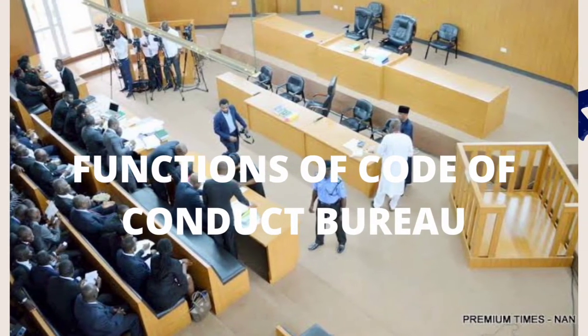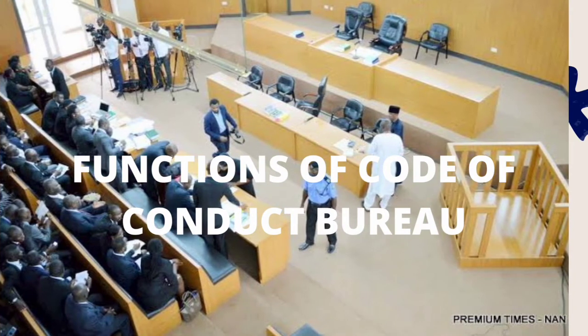Finally, we have functions of Code of Conduct Bureau. 1. To receive declarations of assets by public officers, example, presidents, governors, etc. 2. To examine the declaration of assets by public officials in accordance with the requirements of the Code of Conduct Bureau. 3. To monitor how public officials acquire wealth. 4. To retain custody of such declarations and make them available for investigation by any citizen in Nigeria.